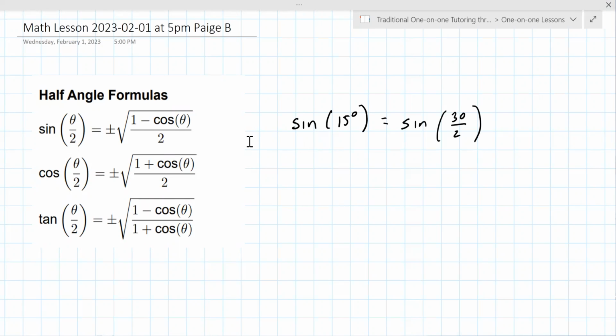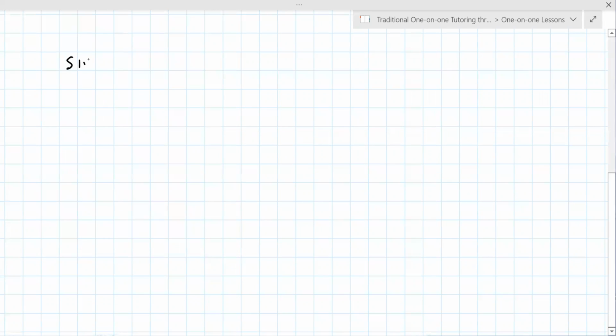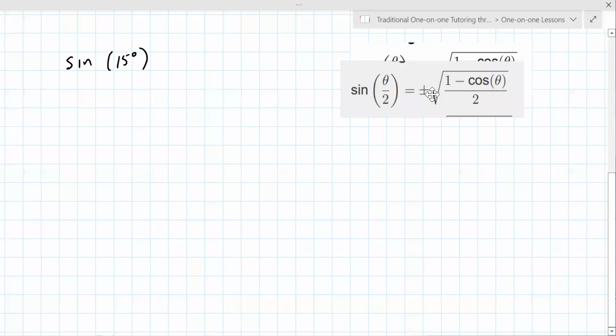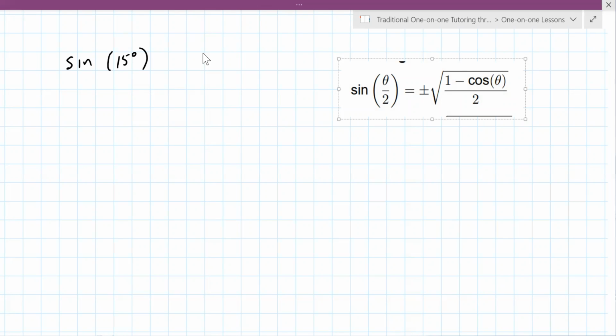Okay, so the way the formula works, maybe we'll just use this problem as an example. Just refresh the screen here. You'd get something like this on a test or quiz. It'd say find the sine of 15 degrees. You would have your formula figured out. You have to know what theta is, what the angle is. Now it's not 15 degrees.